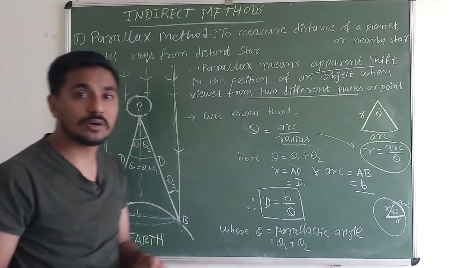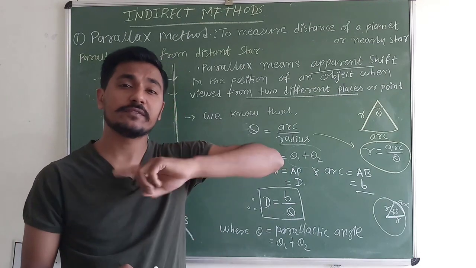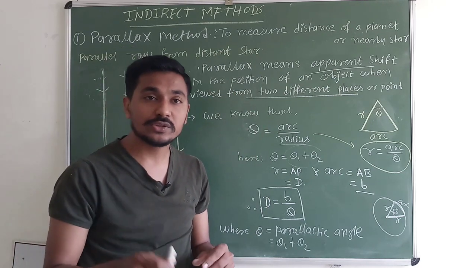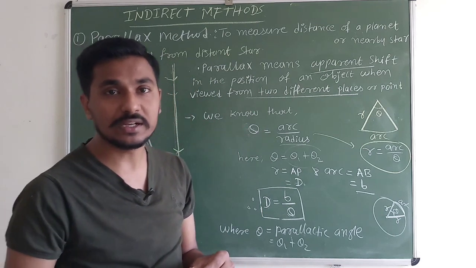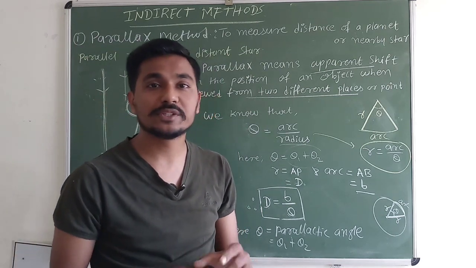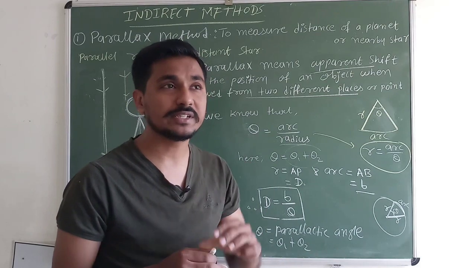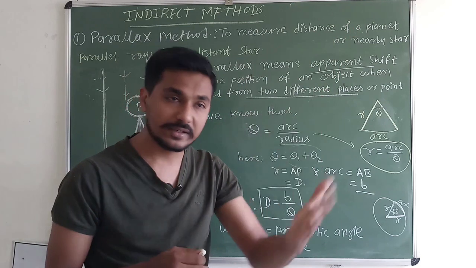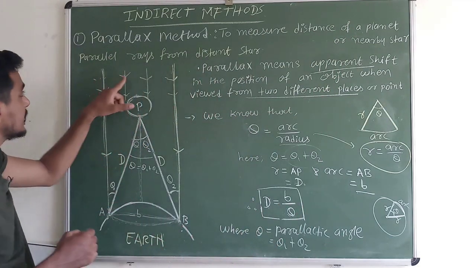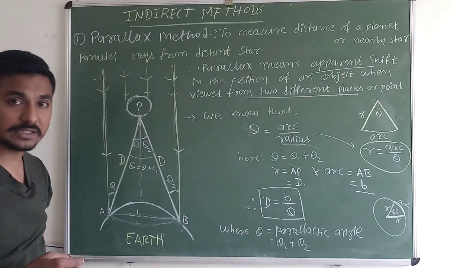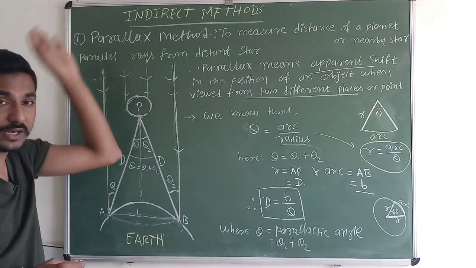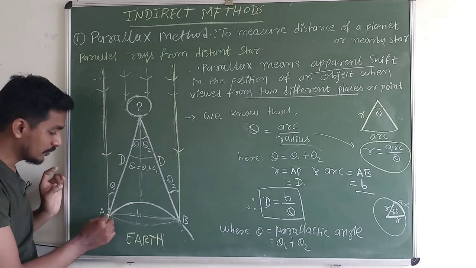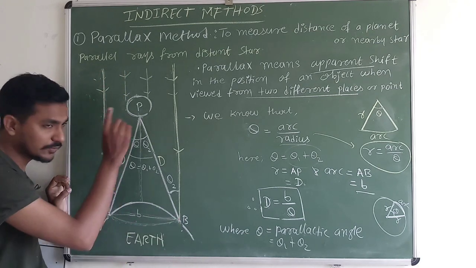But if we try to observe a star which is very far away, at what we call infinite distance, and we close one eye, then we will not observe any shift, because it is so far away that all the rays coming from it are parallel rays. So these parallel rays are coming from that distant star, and they are falling at all points.